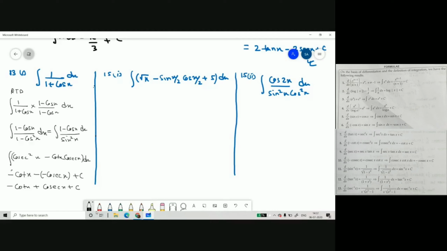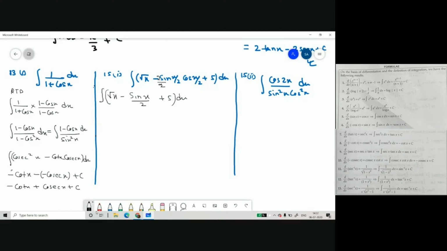Integration of root x minus sine x by 2 cos x by 2 plus 5 dx. Look carefully. Can I write this as an integration? What I'll do, I'll multiply by 2 the numerator and denominator of sine x by 2 cos x by 2. How does it help us? This is root x, and if you look carefully, 2 sine x by 2 cos x by 2 is nothing but sine x, some multiple, plus 5 dx. Am I correct? Now we'll do the integration.